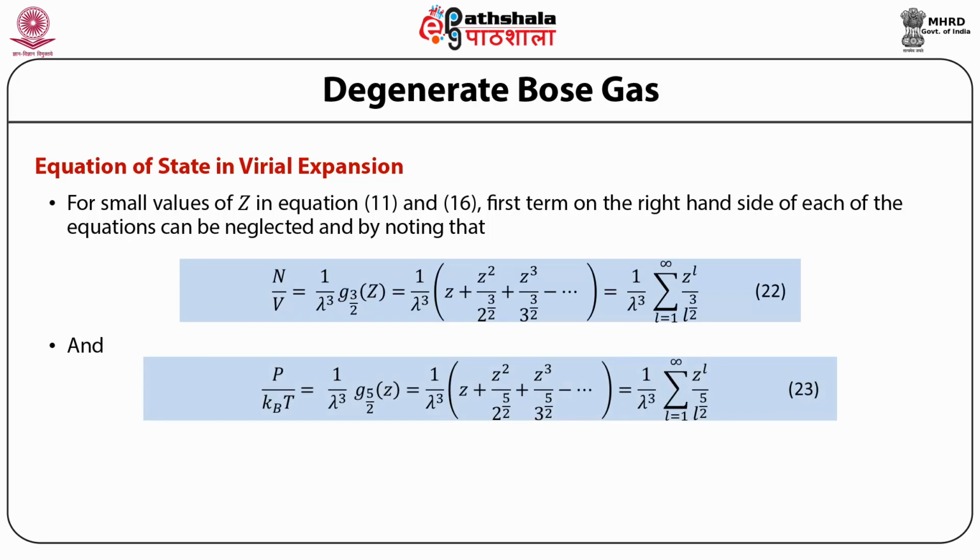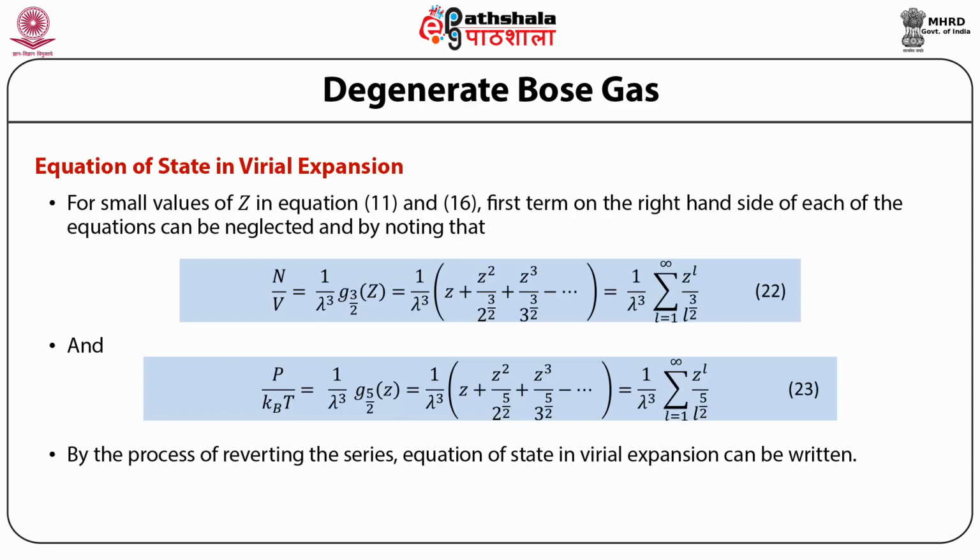and P upon kBT is equal to 1 upon lambda cube multiplied by Bose integral of the order of 5 by 2, which is equal to 1 upon lambda cube into (Z plus Z square divided by 2 raised to power 5 by 2 plus Z cube divided by 3 raised to power 5 by 2 and so on), which is equal to 1 upon lambda cube sum over L equal to 1 to infinity Z raised to power L divided by L raised to power 5 by 2. By the process of reverting the series, the equation of state in virial expansion can be written.